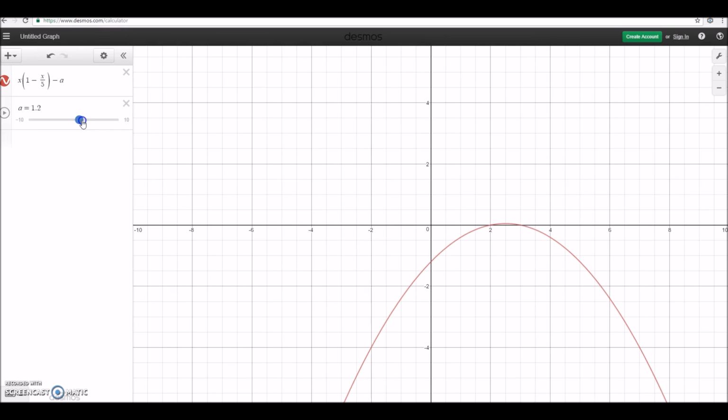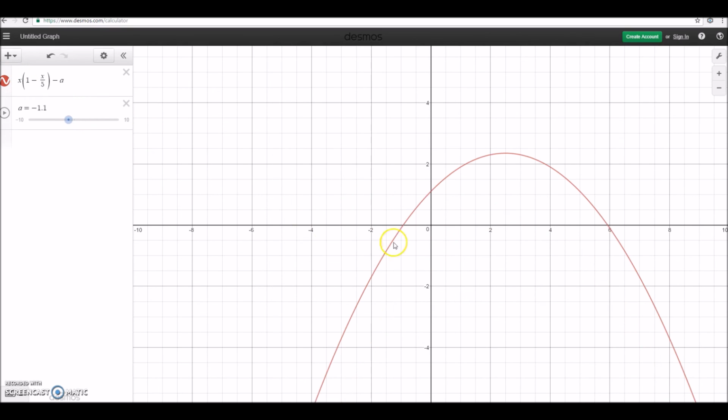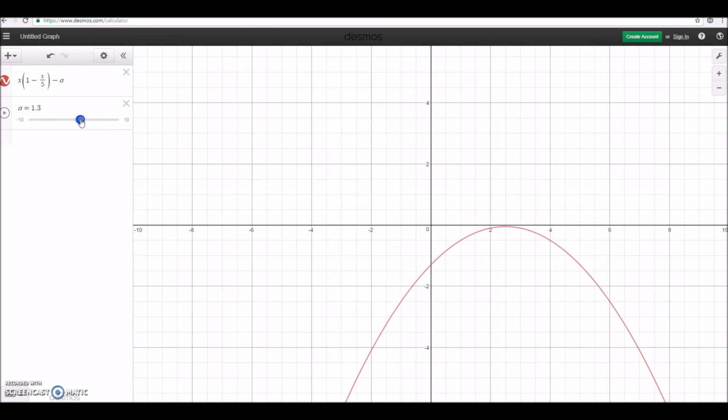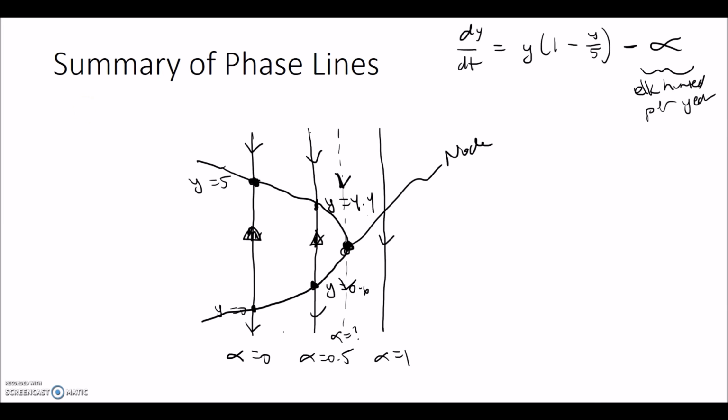So eventually somewhere over here, that was between 1 and 1.5, somewhere in between there, I am getting a single equilibrium value. And what I can do here is actually snap that into place and see what happens to those 2 points as they come together. And it seems to be the case that right at about, I don't know, between alpha equals 1.2 and 1.3, I suddenly lose an equilibrium point.